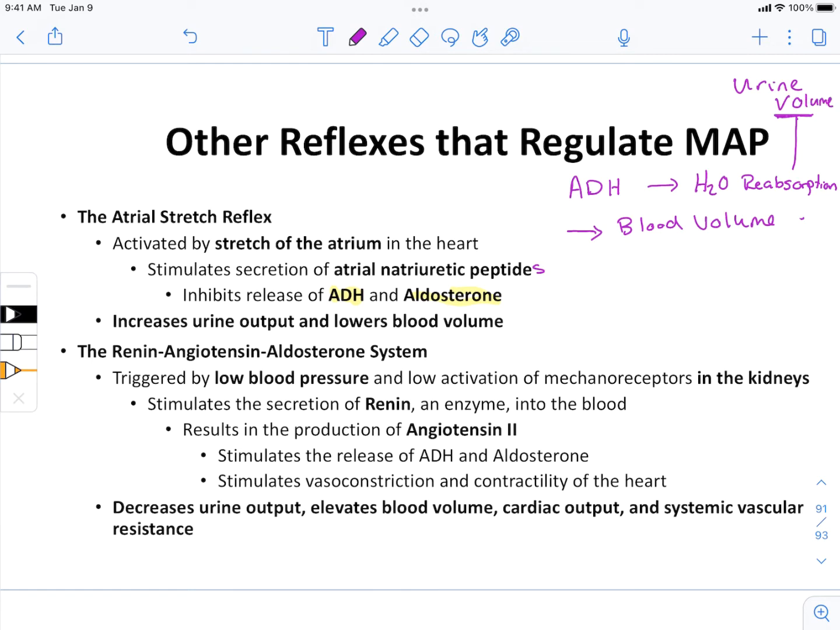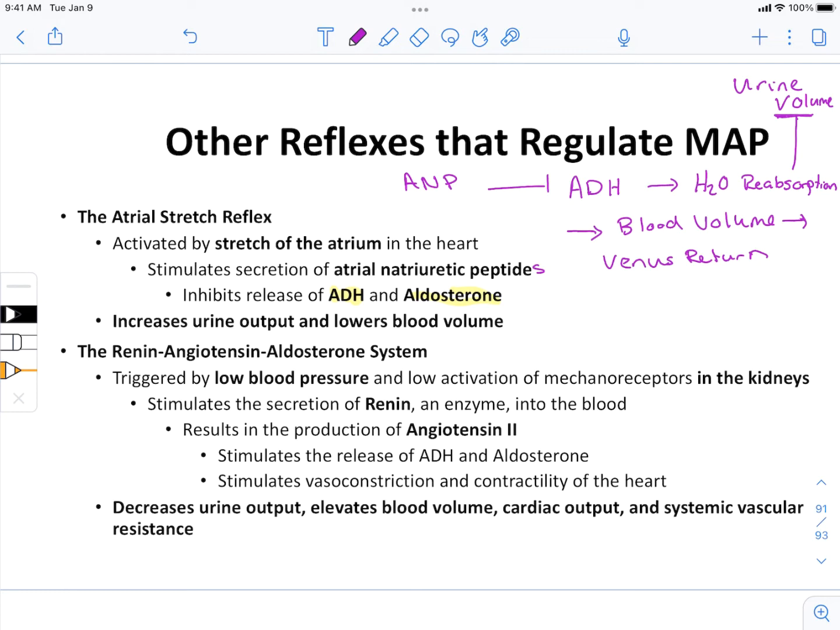And then as blood volume goes up, naturally, we're going to increase venous return, which increases cardiac output. And so we have this increase in blood pressure. So when ADH goes up, blood pressure is essentially increased. Natriuretic peptides actually inhibit the release of ADH. So I'm going to write ANP for the atrial natriuretic peptides.